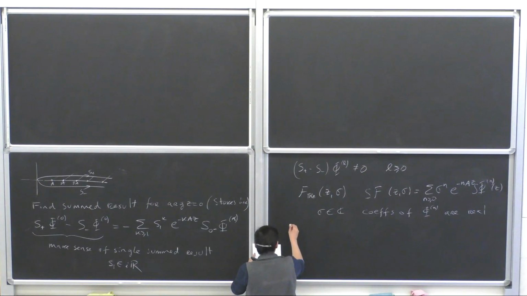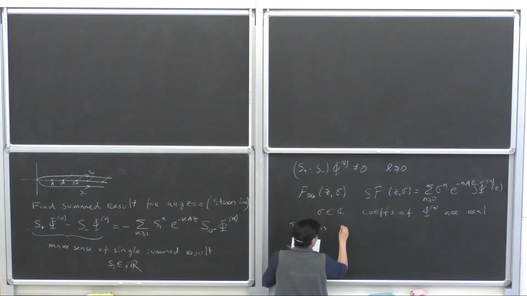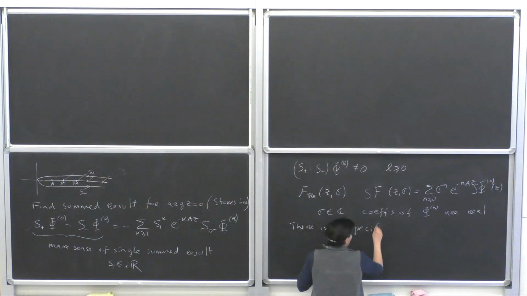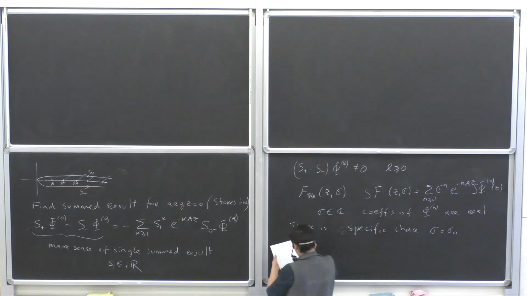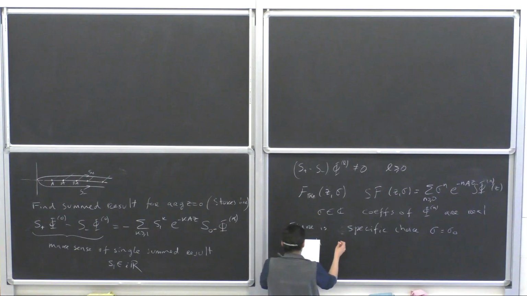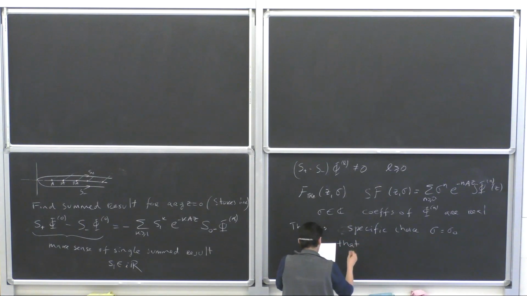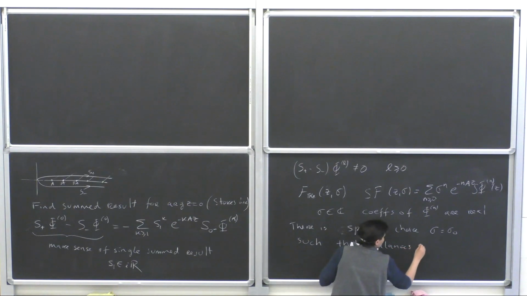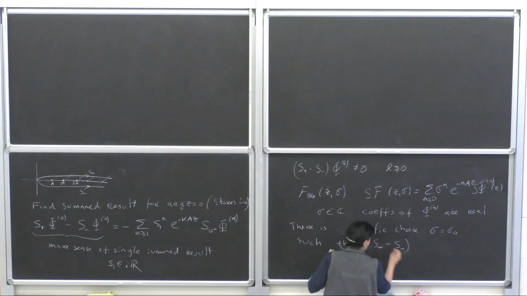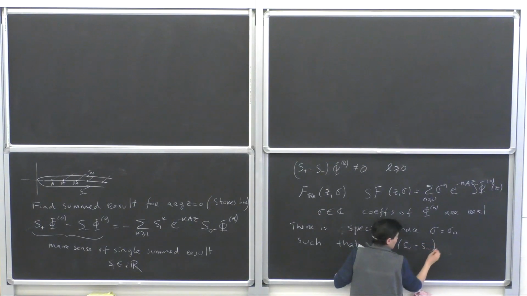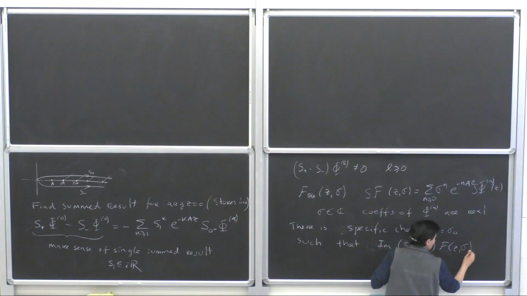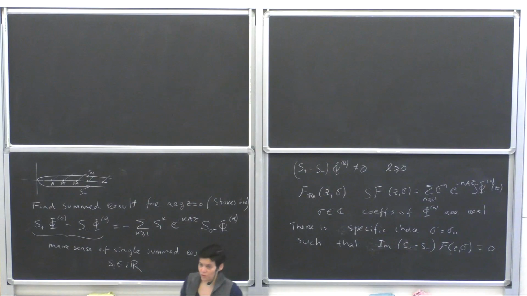So the answer is that there is a specific choice of sigma equals some sigma 0 such that it cancels the S plus minus S minus imaginary part of the full trans series, to all orders for Z real.